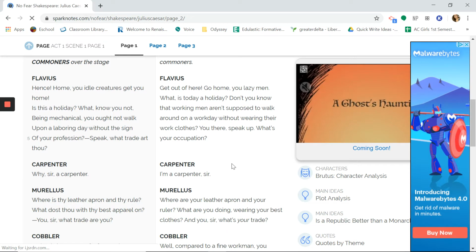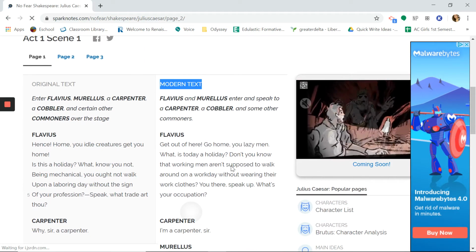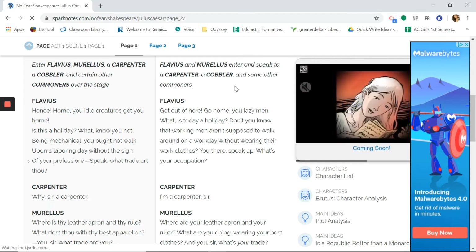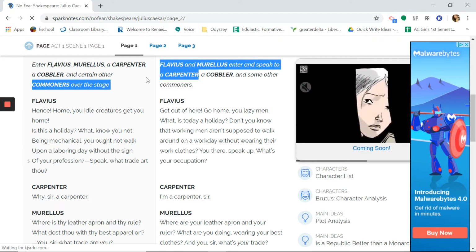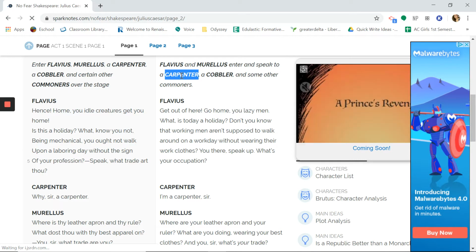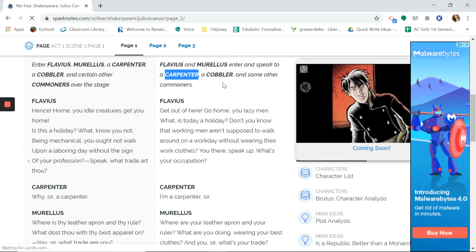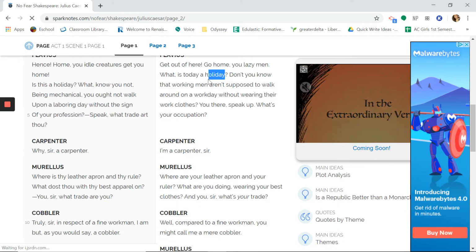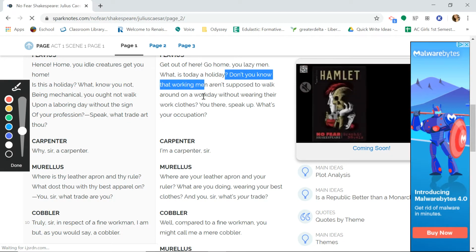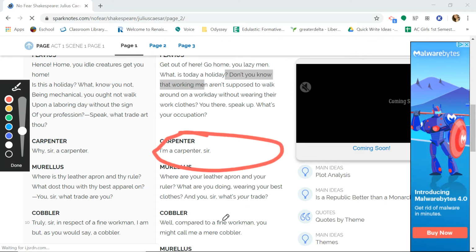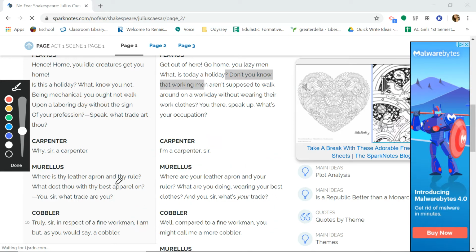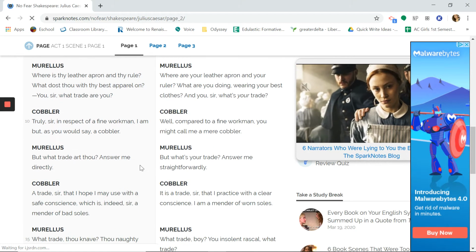So when we're looking here, we see Flavius and Marullus. These are just two Romans, and they see a carpenter, someone who makes things out of wood, and a cobbler, someone who works with shoes. And they see these people, and it's a holiday. So they're asking, why in the world are you out here? You're supposed to be working. The carpenter answers, and as well, the cobbler says you might call me a mere cobbler, kind of talking down on himself.